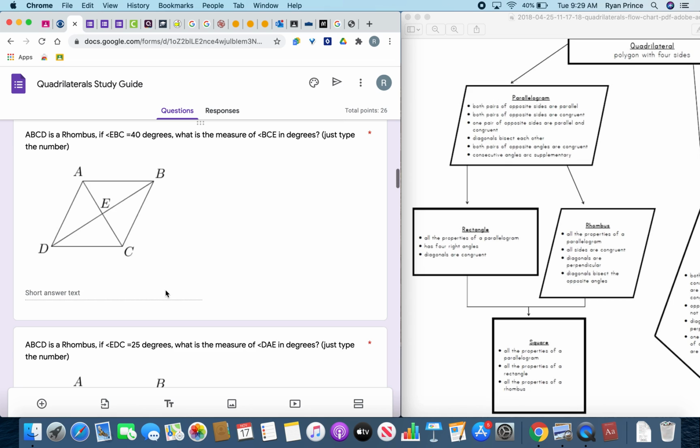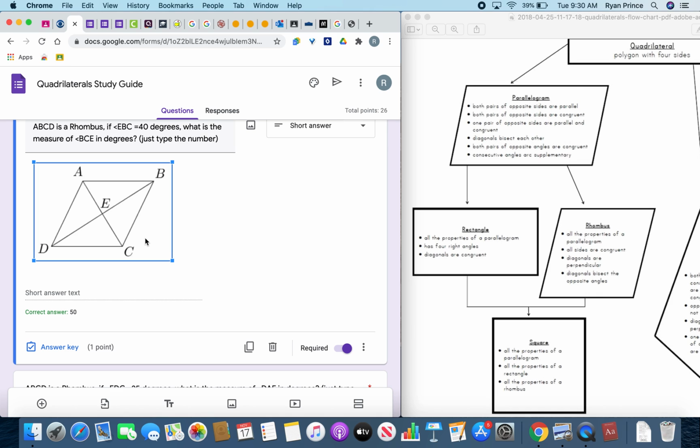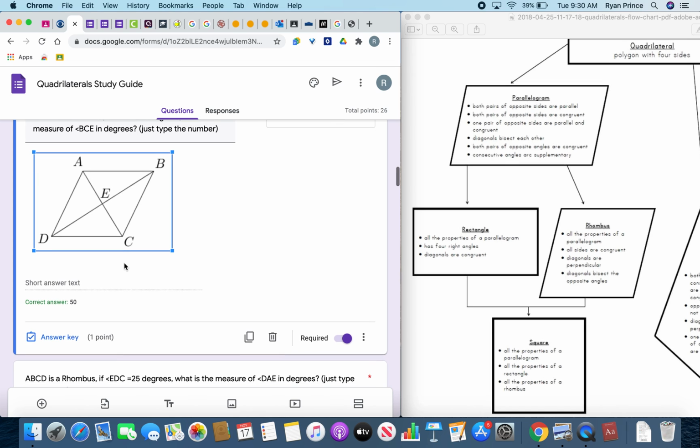Let's see. EBC, the same rhombus here. EBC is 40 degrees. What is BCE? Well, if this is 40 degrees, then it wants to know what BCE is. The other thing we know about rhombus, diagonals are perpendicular. So these are all 90-degree angles here. So if that's 90 and this is 40 degrees, then that only leaves 50 degrees for that, because it's got to add up to 180 for that triangle. So 50 degrees.